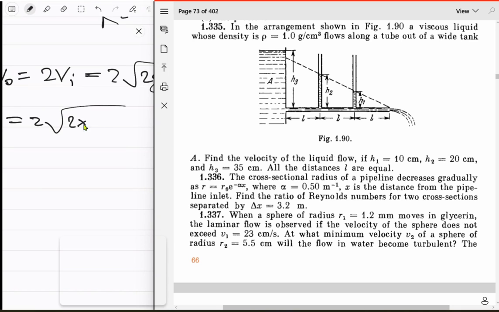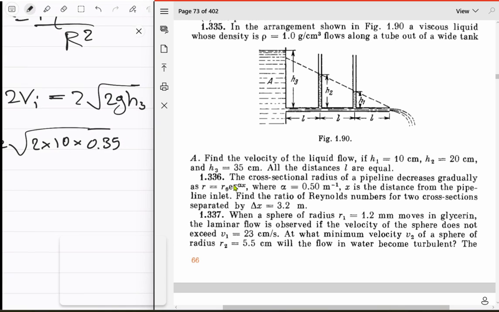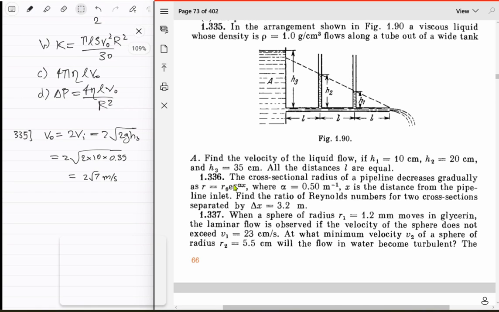I think that's all we need to figure out what V naught should be. So g is 10 and h3 is 35 centimeters, so 0.35 meters. This will be what? 2 square root of 0.7 times 10, something like 2.7 meters per second. Cool.